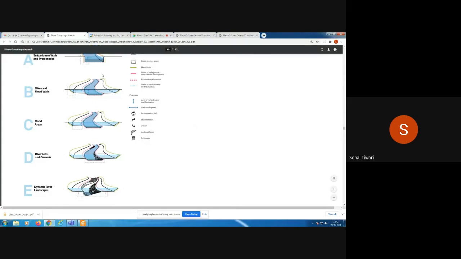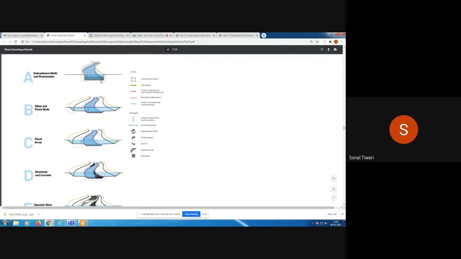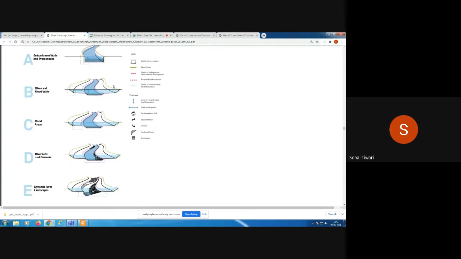This is basically adopted from a German study where many landscape architects and environmental planners have come up and summarized the different types of edges and the possible detailings within them. There can be commonly five scenarios: presence of embankment walls and promenades. Second is a little bit of flooding provision. Third is presence of flood areas. Fourth is redesigning riverbeds, and fifth is having heterogeneous riverine elements.